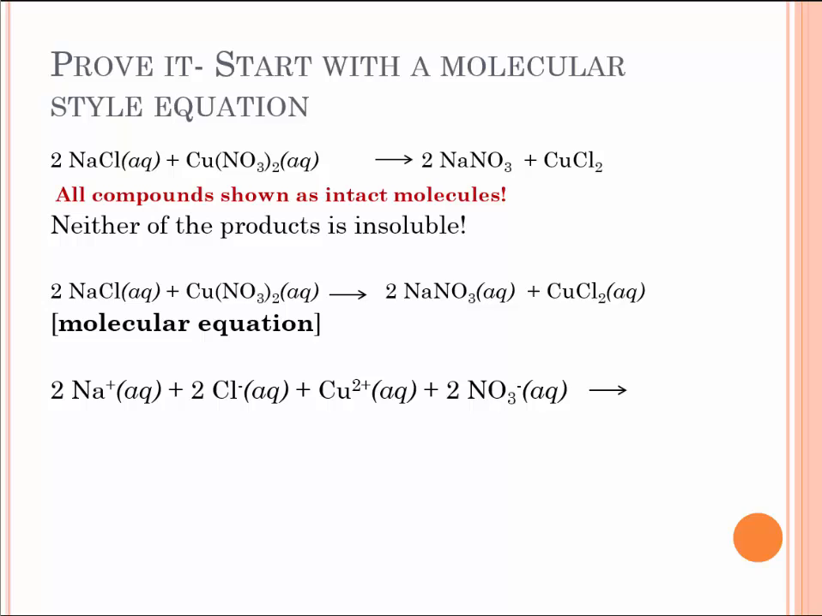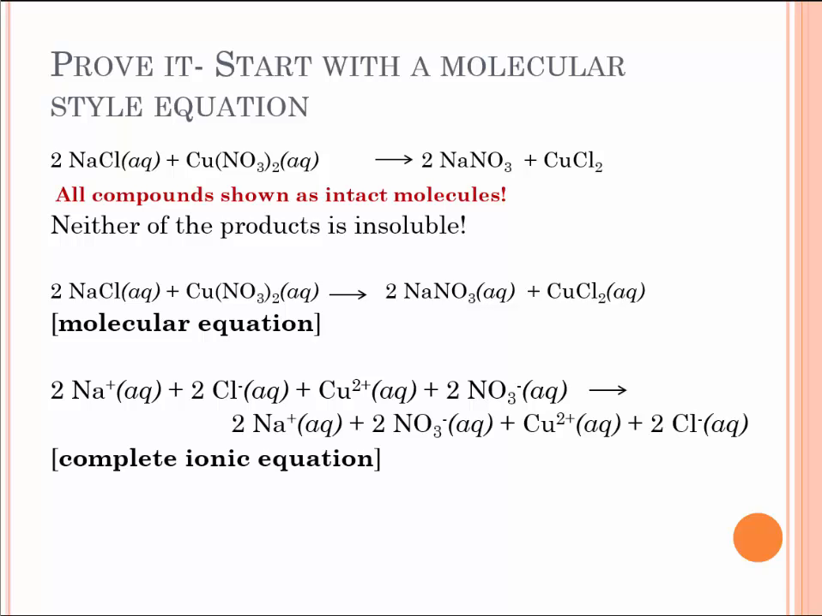So look at the formula units for the products and take anything that's water soluble apart into its separated ions. Do you see that we're going to get 2 sodium ions and 2 nitrate ions and 1 copper 2+ ion and 2 chloride ions? That then gives us our complete ionic equation where everything water soluble is shown as dissociated ions. Now you might notice something kind of interesting about this particular complete ionic equation.